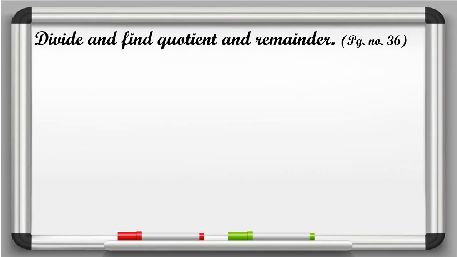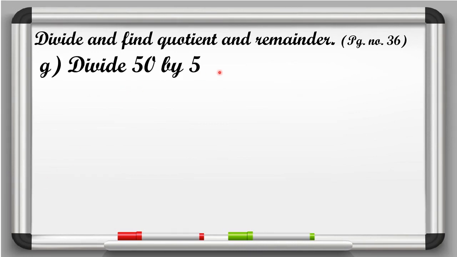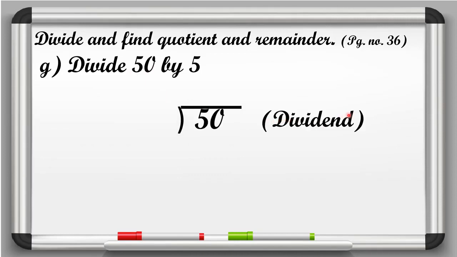Now in G part, it is given that divide 50 by 5. So here beta 50 is the dividend. So we will write here 50 and we will write dividend here. Okay. मैम ये आपको बार बार लिखकर क्यों दिखा रही है? ताकि आपको पता चल जाए कि डिविडेंड कौन सा होता है, डिवाइजर कौन सा होता है, क्वोशंट एंड रिमाइंडर कौन सा होता है. ओके बेटा.